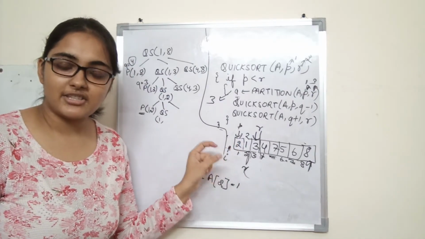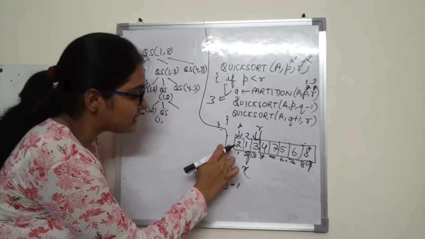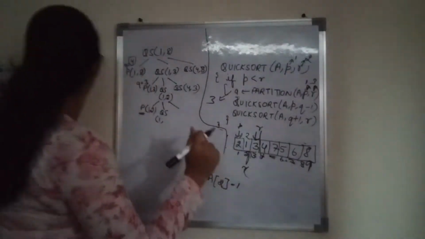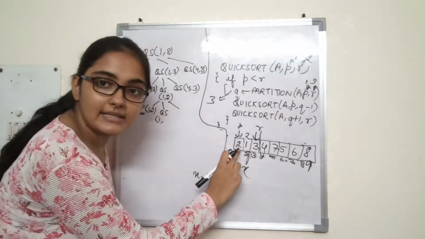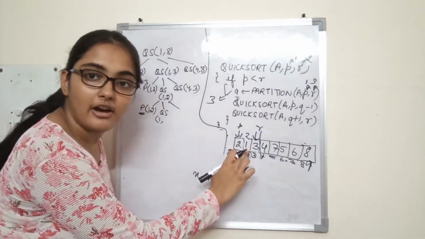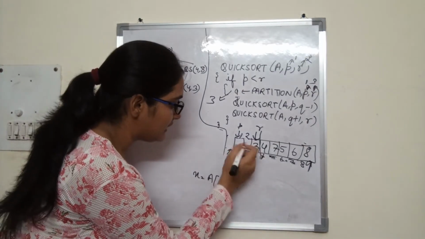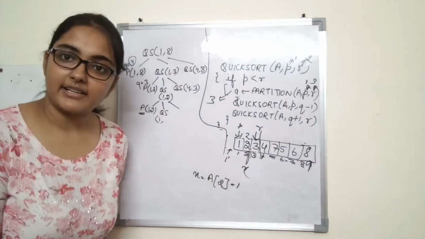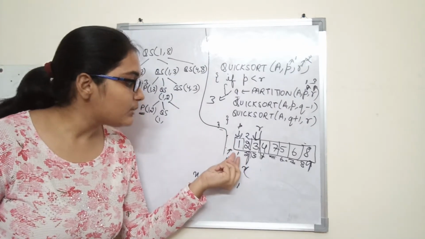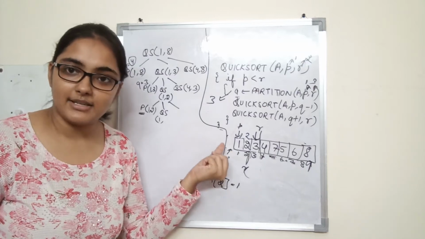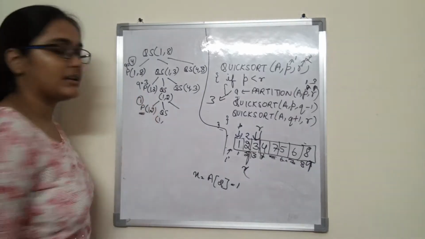Now what will it do? It will just exchange A of I plus 1 with A of R, right? So A of I plus 1: I is here, so I plus 1 is this, and this will be exchanged with A of R. That is, 1 and 2 will be exchanged. So that will be the result of the partition function. And what will it return? It will return I plus 1. What was I? 0, right? So I plus 1 will be 1. So 1 will be returned as a result of this partition function.